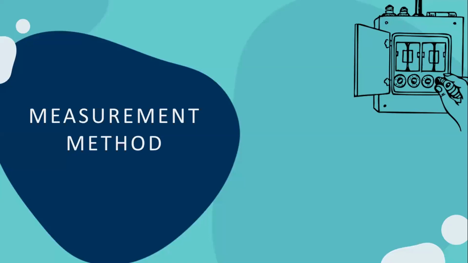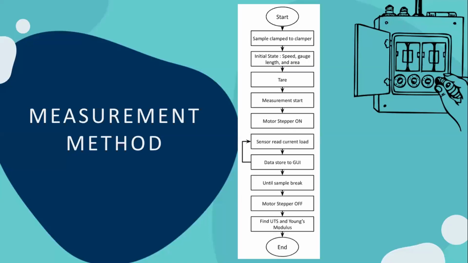The following is the flowchart of tensile measurement. First, we prepare the sample on the clamp. Next, the length, sample area, and tensile test speed are set. And we will press tare to zero the mass reading. When we press start, the tensile test begins. The stepper motor starts to move at the preset speed. The sensor reads the tensile force over time, and the data is stored in the graphical user interface.